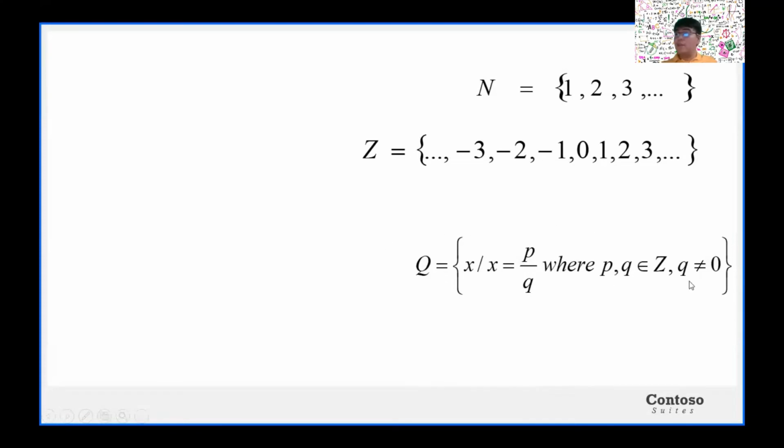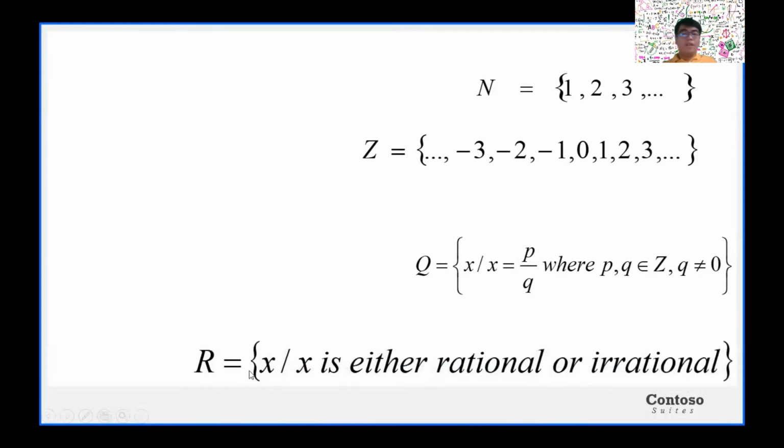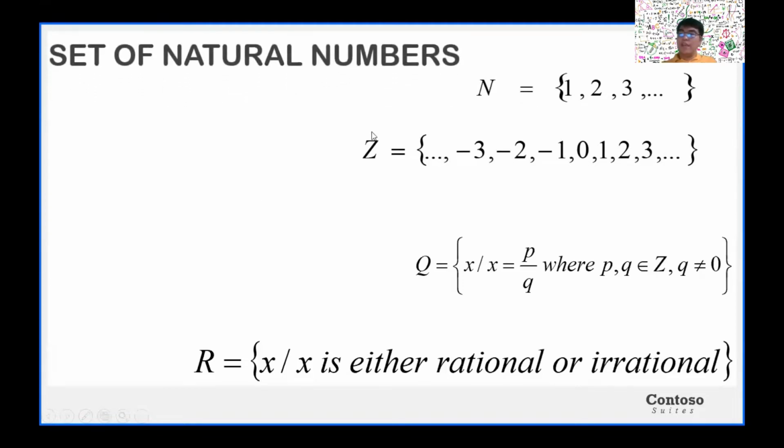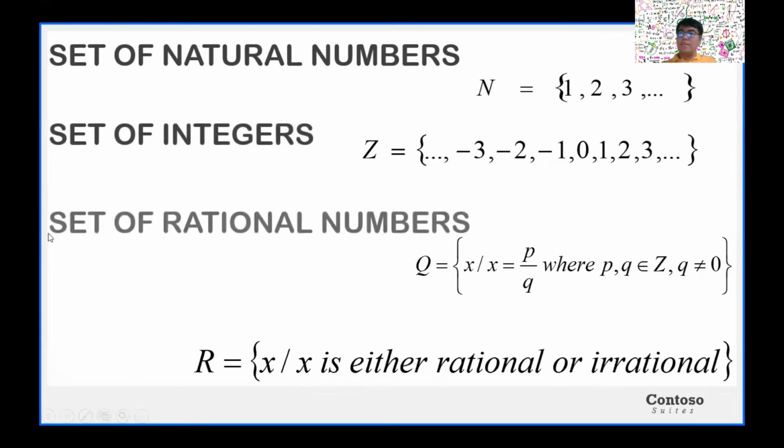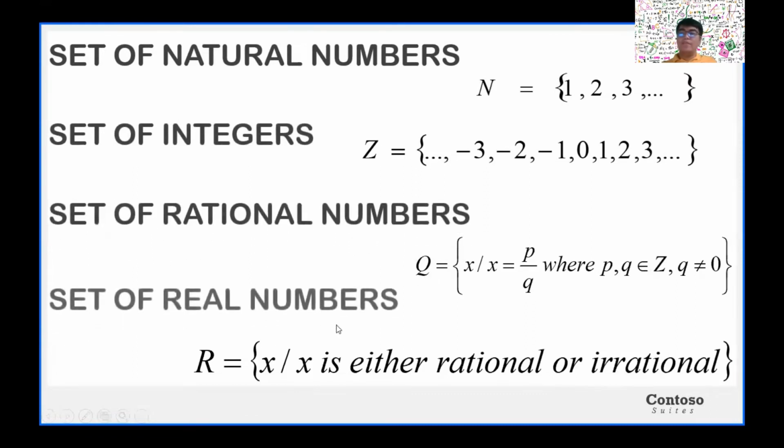Also, we have this one in set builder notation. Q is equal to the set of x, where x is an element of Q such that x is equal to p over q, where p and q are elements of Z, as mentioned before, and q is not equal to 0. And lastly, R, in which x is an element of R such that x is either rational or irrational. These sets are actually the number theory sets: the set of natural numbers, N, the set of integers, Z, the set of rational numbers, Q, and the set of real numbers, R.